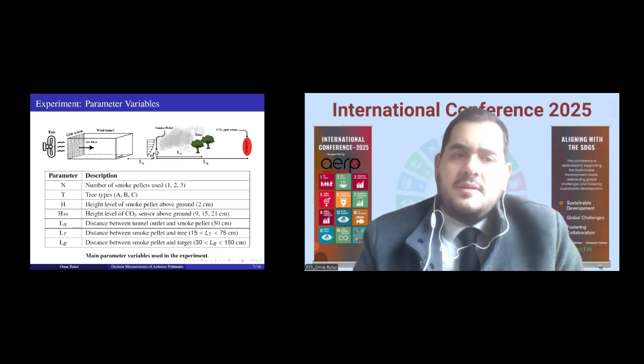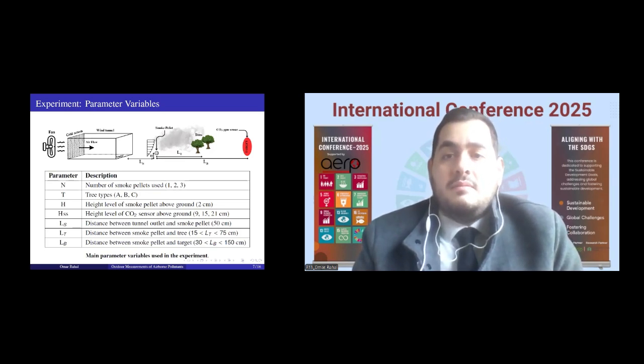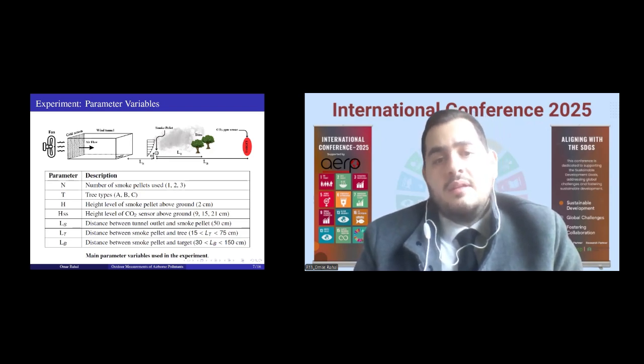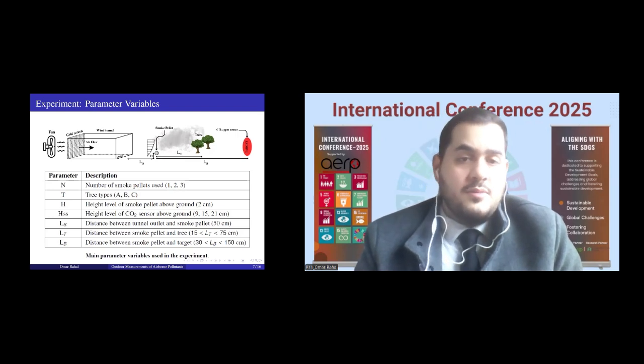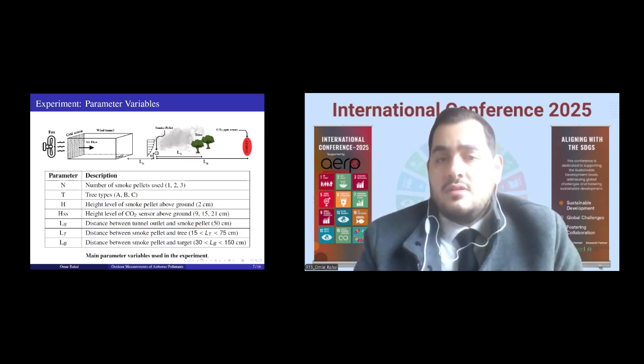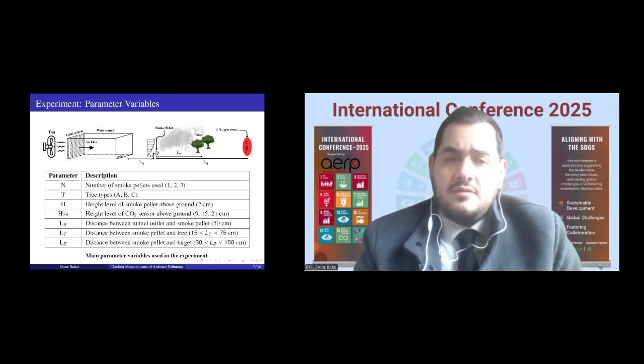To do this experiment, I had several parameters that I varied. For example, the number of smoke pellets used. The more smoke pellets, the more smoke is generated. The tree types, of which I have three, all with different dimensions, heights and widths, and density and porosity as well.